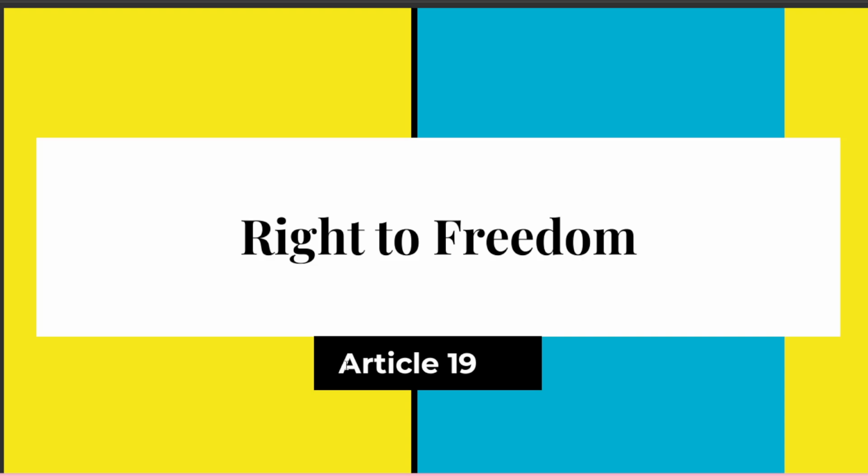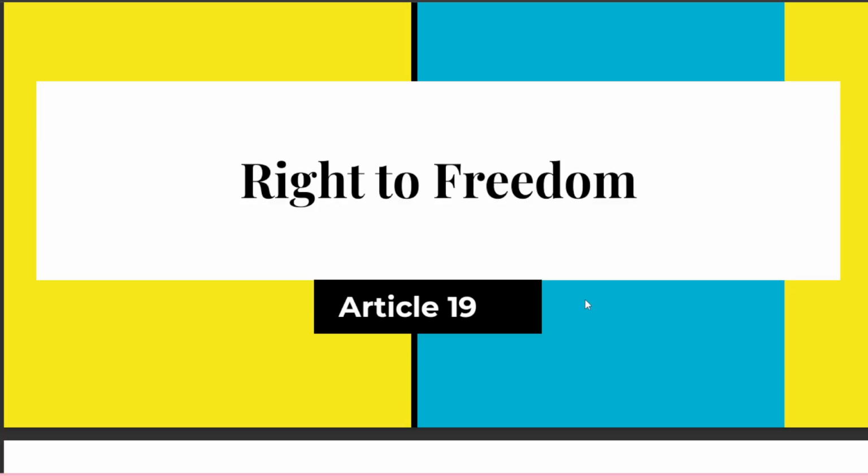Today we'll be discussing Article 19, which talks about right to freedom. Article 19 is also known as the backbone of Part 3 of our Constitution. As you know, Part 3 consists of fundamental rights. So Article 19, which is right to freedom, is treated as the main or essential part of our fundamental rights.